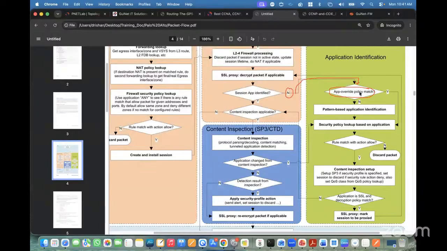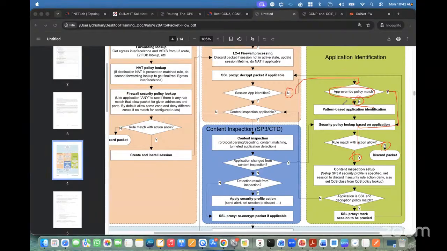So this is your application override. Application override is basically that you don't want to explicitly check whether the packet matches an application or do the checks for the applications. But you say no, it's not enabled. Application override is not enabled. Then what is the next step? You say no, it's not enabled. Yes, then it is going to be like this: policy lookup and then actions. It's allow or deny. But you say no, it's not applicable.